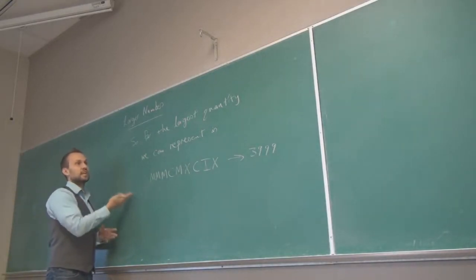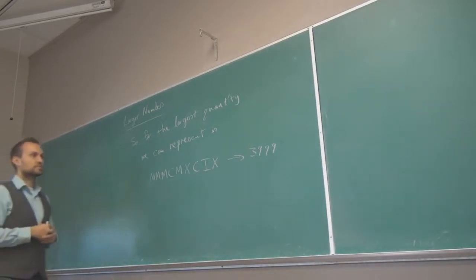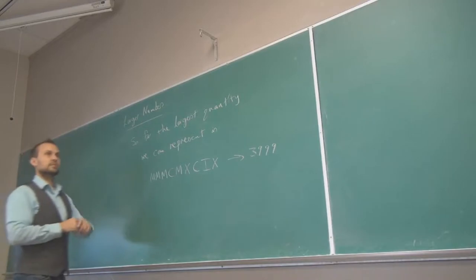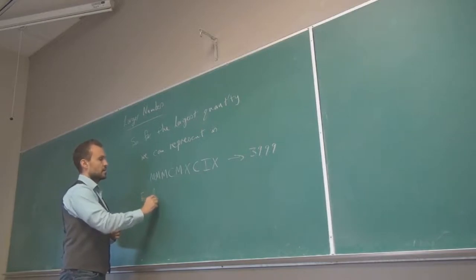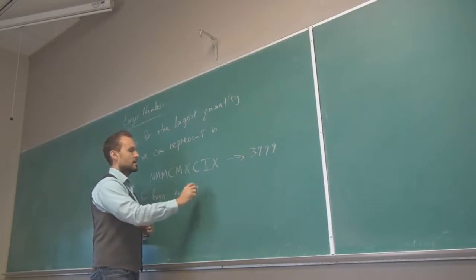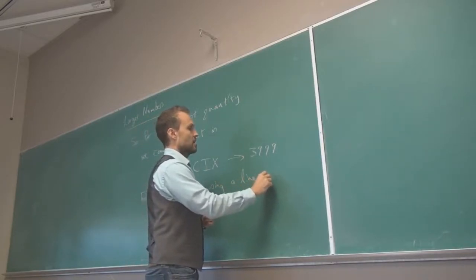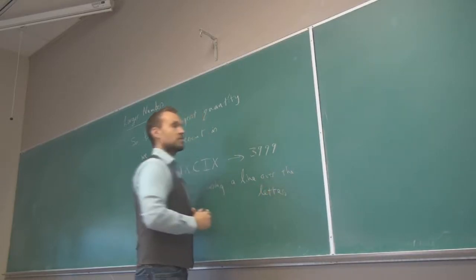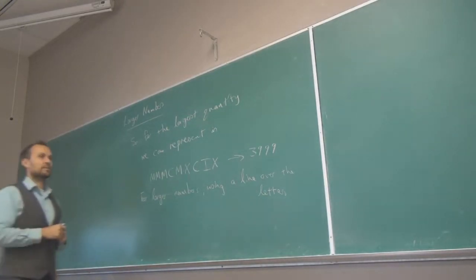Instead of introducing more symbols for 10,000, 100,000, which all the other civilizations have done, creating more and more elaborate symbols for these larger quantities, they decided, no, let's stick to these letters, not introduce more letters, but instead let's sort of recycle them by putting a line over the letters. So if I put a line over a letter, that is going to represent multiplication by 1,000.